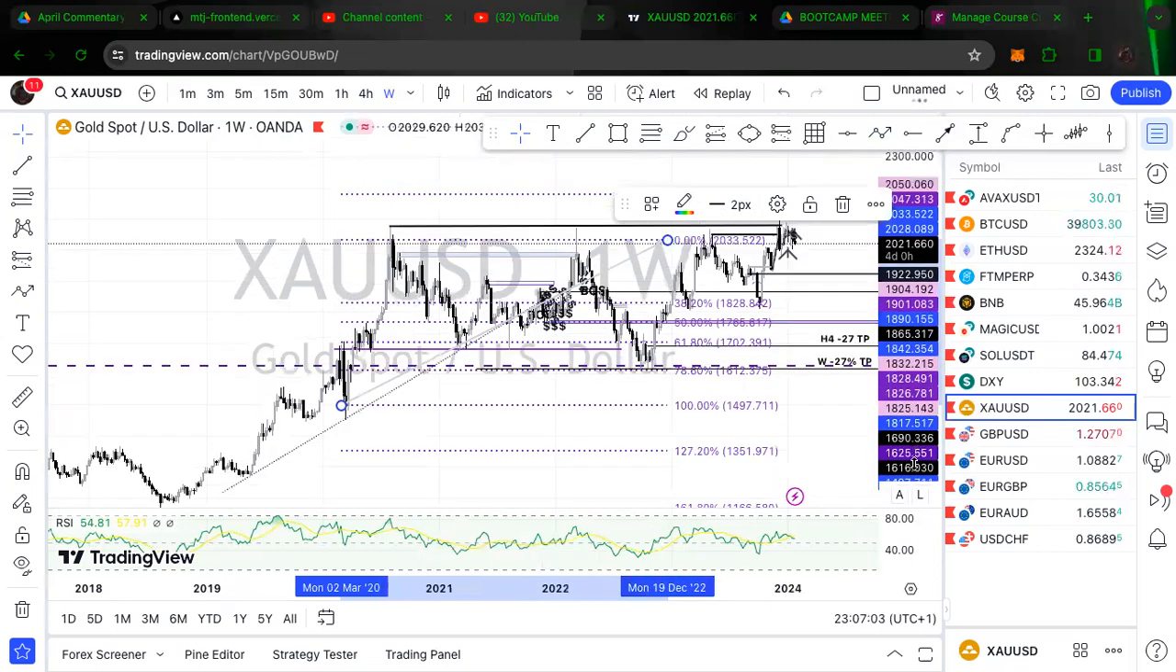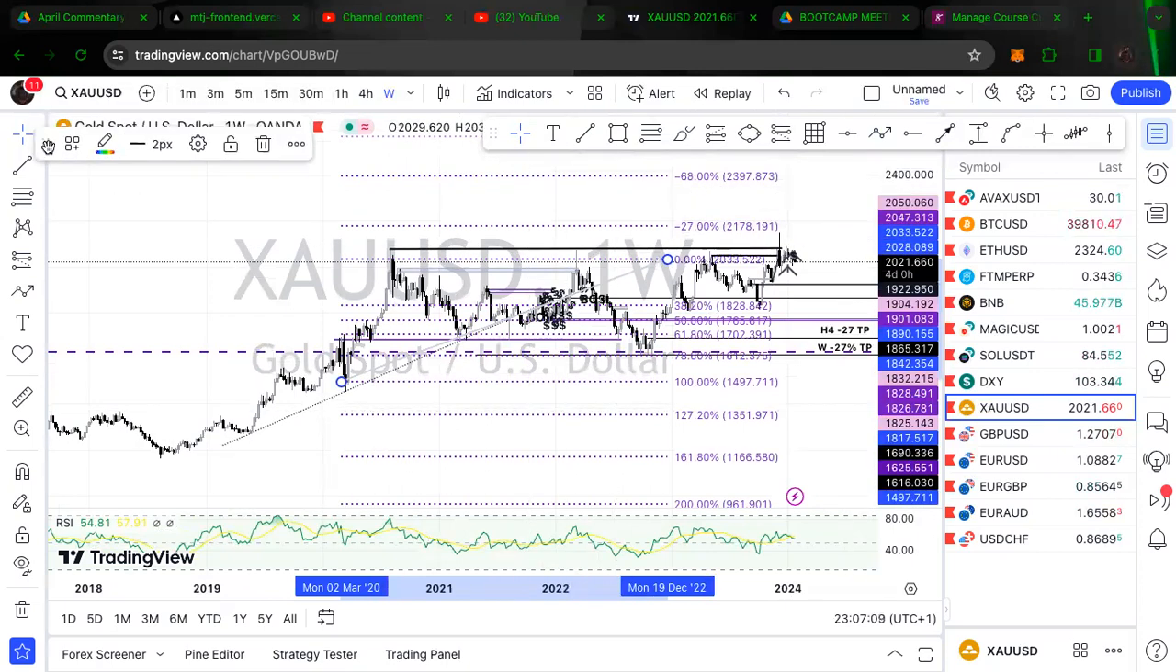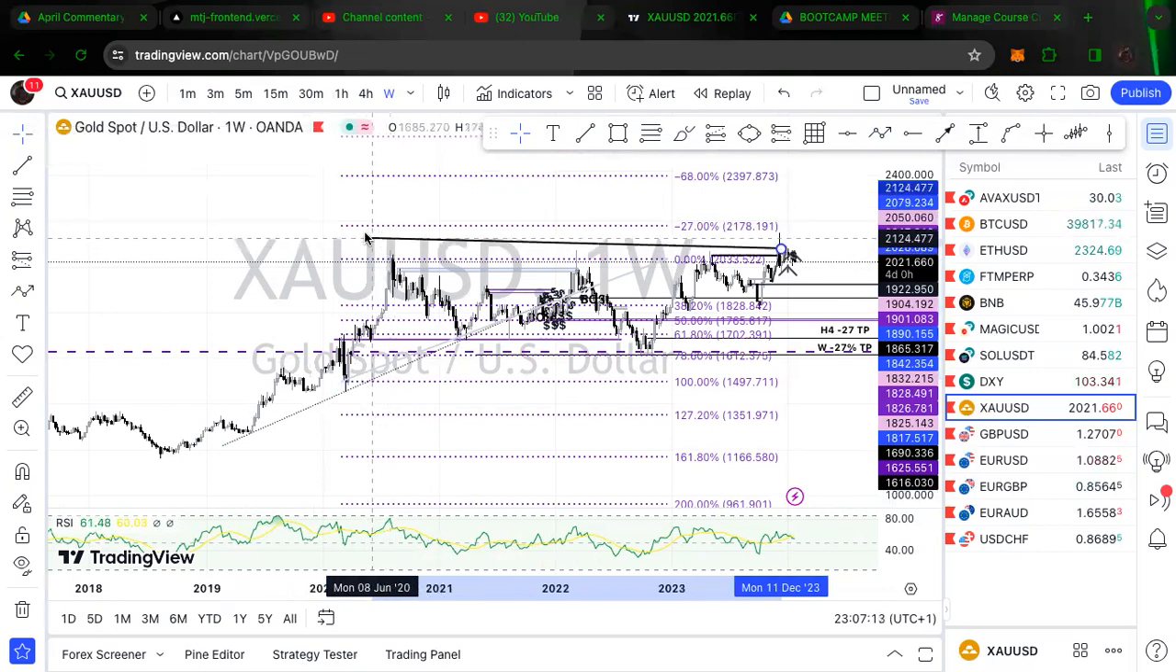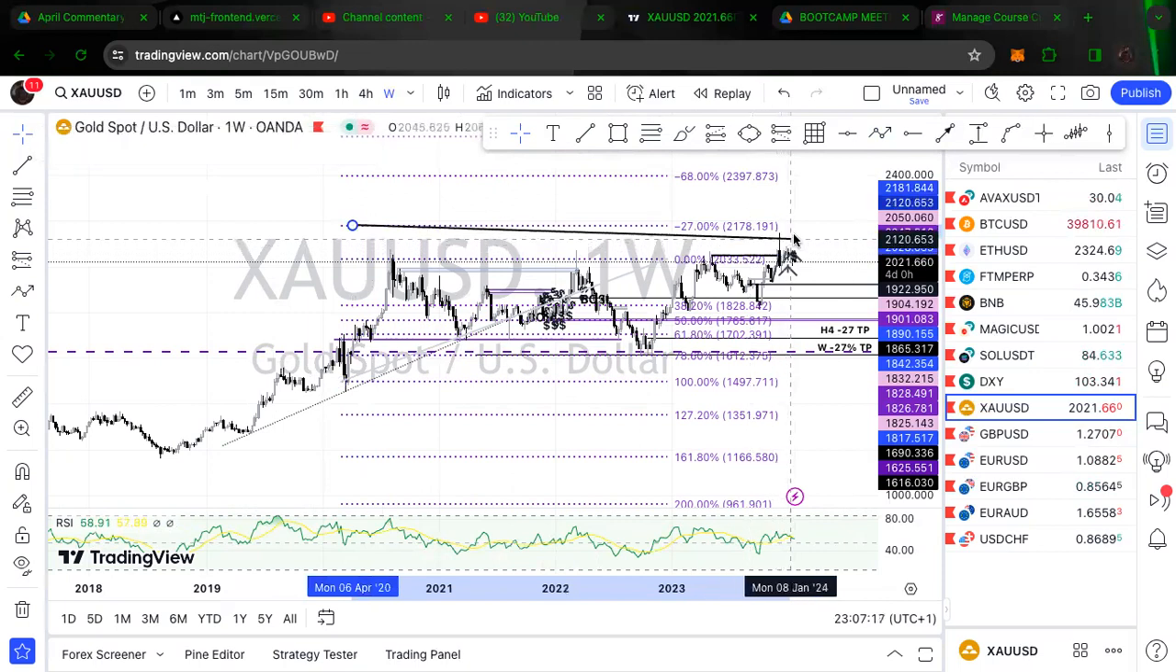Where is this TP going to be? Where is TP going to be? Exactly, just like you said, minus 27. Now, look at that last spike on price.